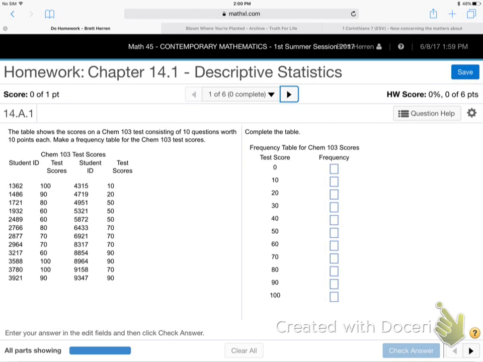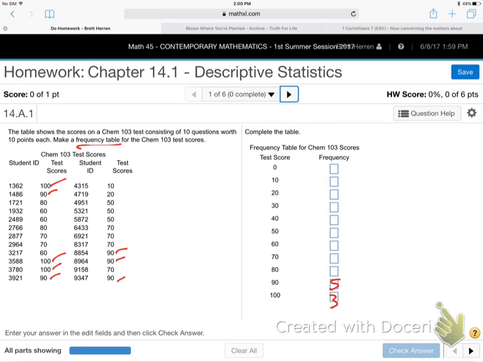Let's just go through. We're going to make, first off, a frequency table. That just means, let's go through. How many hundreds? One, two, three, 300. So I'll put 300. How many in the 90s? One, two, three, four, five. Five in the 90s.